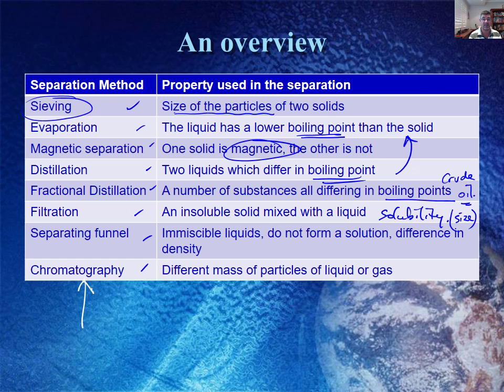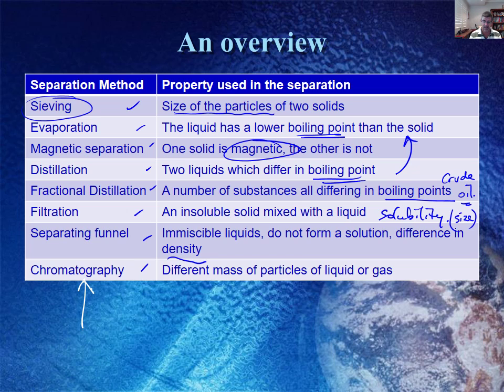Separating funnels are based on immiscibility, so that means that two liquids, when you put them together, do not mix. Oil and water is one example. We also want to make sure that there's a difference in density so that one sits above the other. For example, our oil is sitting on top of the water. In the separating funnel, we can open the tap, allow the water to run out, close the tap when the oil reaches there, and then we've got our oil in our funnel and our water in our separate collecting device like a beaker.